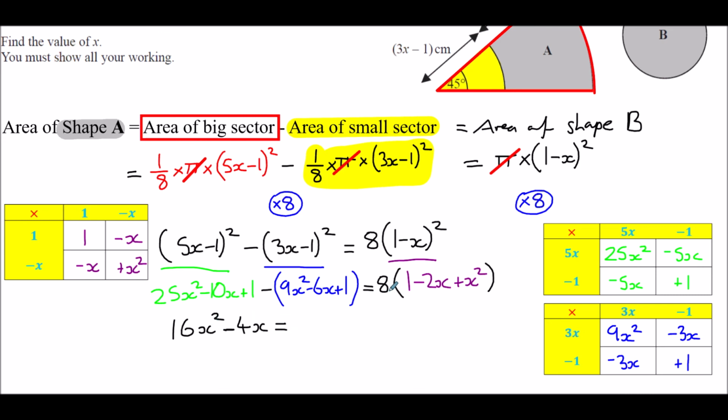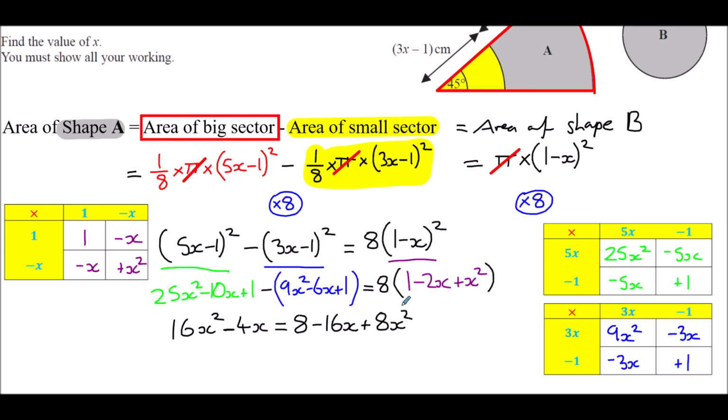On the other side, we just need to take all of this stuff and multiply it through by 8. So 8 times 1 is obviously 8. 8 times minus 2x is minus 16x. 8 times x squared gives us 8x squared.